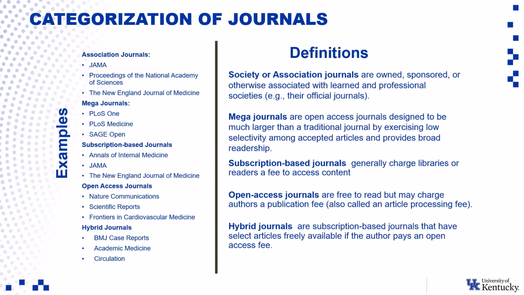Subscription-based journals generally charge libraries or readers a fee to access the content. Open access journals are free to read, but they may charge author publication fees. There are hybrid journals, also known as open access by choice journals, which are subscription-based, and they might have a selected number of articles that are freely available if an author pays an open access fee. So we'll talk a little bit about open access later on in the presentation.